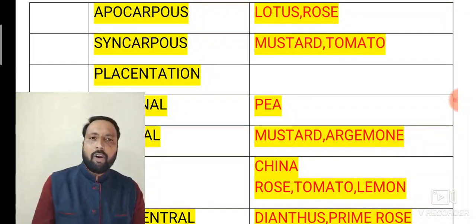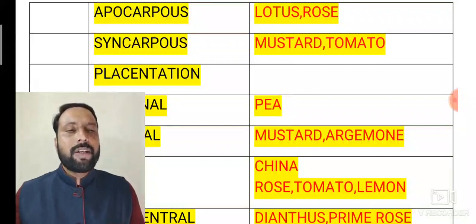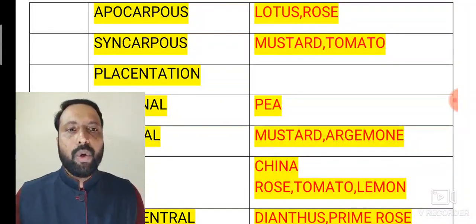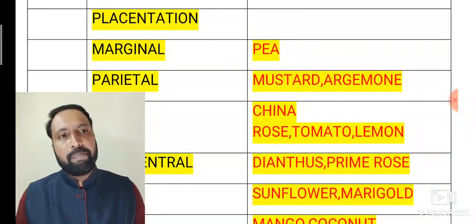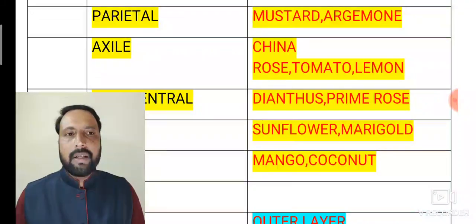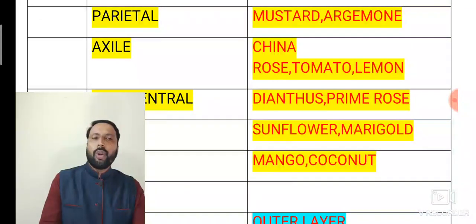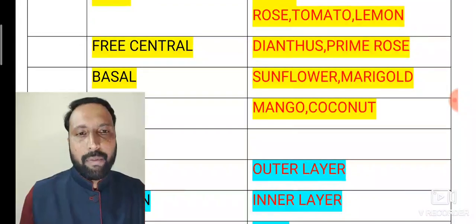When you go for gynoecium, there are the carpels. When the carpels are free, it is called apocarpous. Example: lotus and rose. When the carpels are fused, it is called syncarpous. Example: mustard and tomato. And you go for the placentation point of view. Marginal placentation is seen in pea. Parietal placentation: mustard and argemone. Axial placentation is seen in China rose, tomato, lemon. And when you go to free central placentation, example: dianthus, primrose.